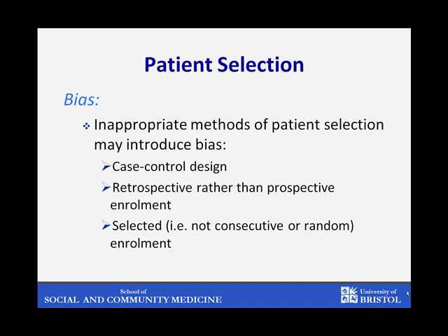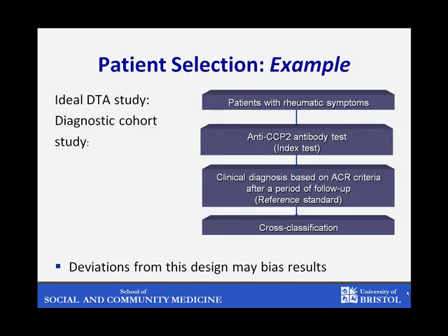Patient selection bias really reflects how the researchers recruited the subjects that took part in the study. Common problems are using a case control design or a selection of patients rather than taking consecutive or randomly selected patients. In an ideal diagnostic test accuracy study, we would really undertake a diagnostic cohort study. So for the example of rheumatoid arthritis, we would take all patients or consecutive patients presenting either in primary care or clinic with rheumatic symptoms.